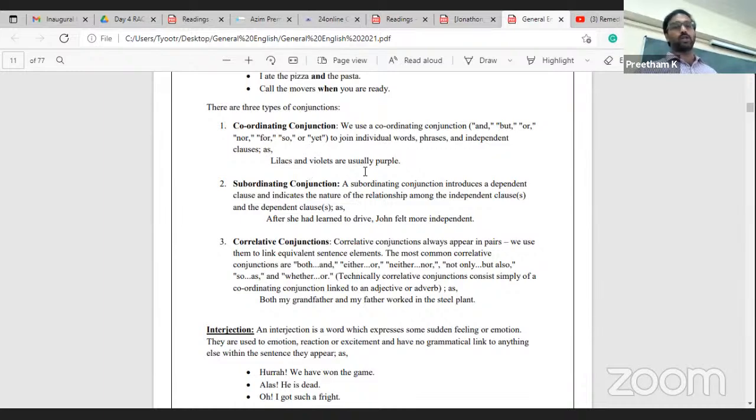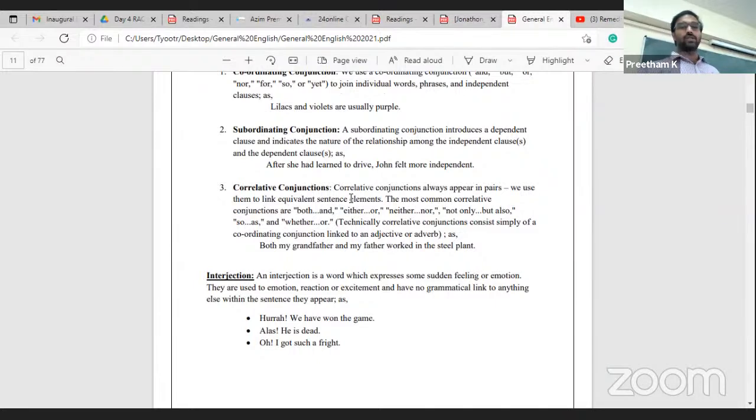Lilacs and violets are usually purple. Subordinating means it introduces a dependent clause and indicates the nature of the relationship between the independent clause and the dependent clause. I hope you are aware of the sentences: primary sentence, secondary sentence, subordinate clause, like that. A subordinate clause gives additional information about the main clause. The main clause is independent, whereas the subordinate clause is not independent. It has to depend on the main clause for its meaning.